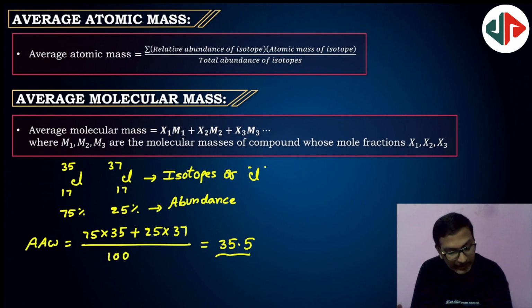Next, similarly, you can calculate average molecular mass. Molecular mass is x1 m1 plus x2 m2 plus x3 m3, where m1, m2, m3 are the molecular masses of the compounds, and x1, x2, x3 are the mole fractions.